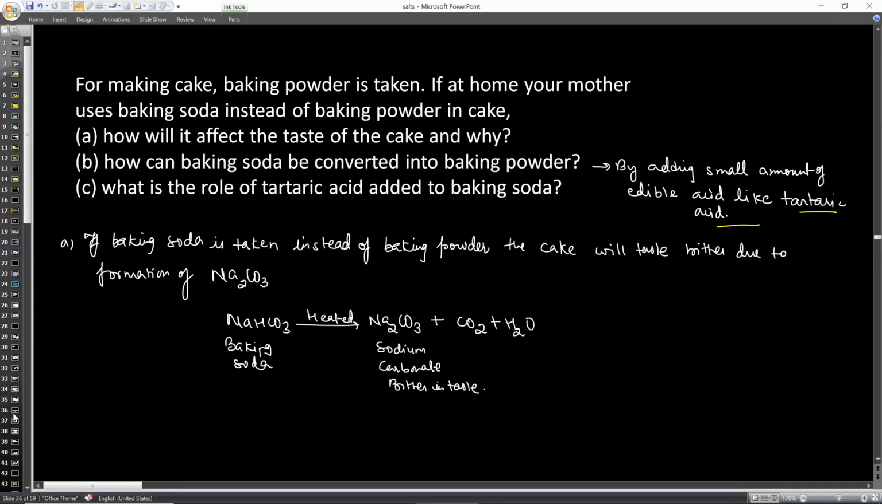First of all, a question comes in your examination: for making a cake, baking powder is taken. If at home your mother uses baking soda instead of baking powder, then how will it affect the taste of the cake, and why? Instead of baking powder, she took baking soda. You know the difference between baking soda and baking powder? Then what would happen if baking soda is used?